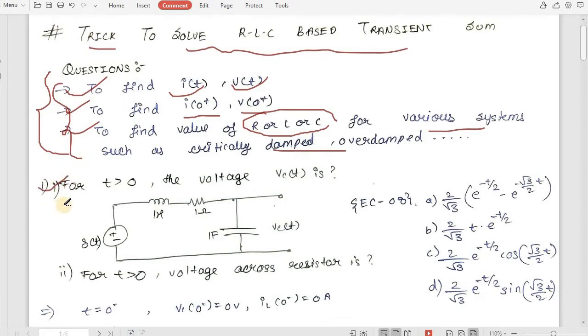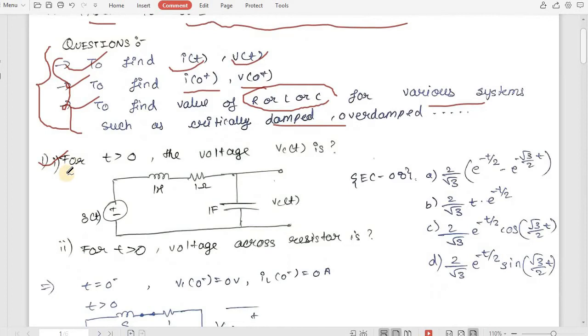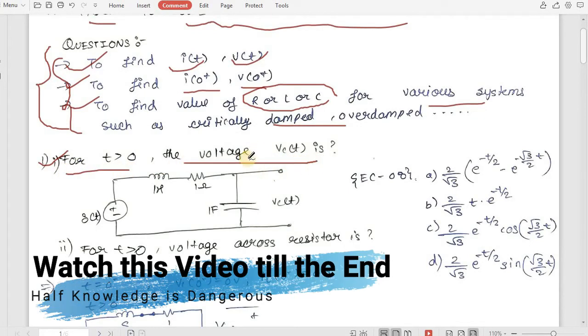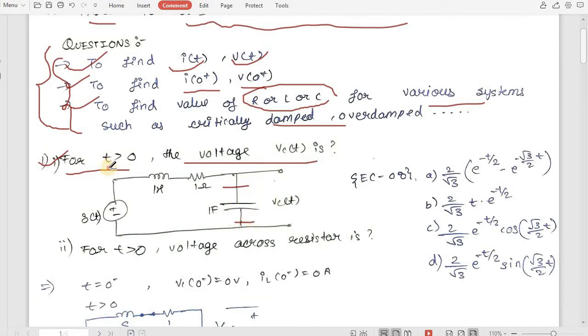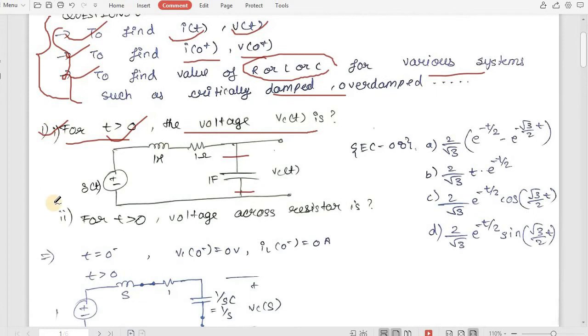Let's start with the first sum, where it is given that for t greater than or equal to 0 the voltage VC(t) is. So the question is asking about the voltage across this capacitor for t greater than or equal to 0. And in the same question, for t greater than 0 we have to find out the voltage across the resistor. So basically we have two questions here: the voltage across the capacitor and the voltage across the resistor. Let's see the solution one by one, starting with the voltage VC(t).